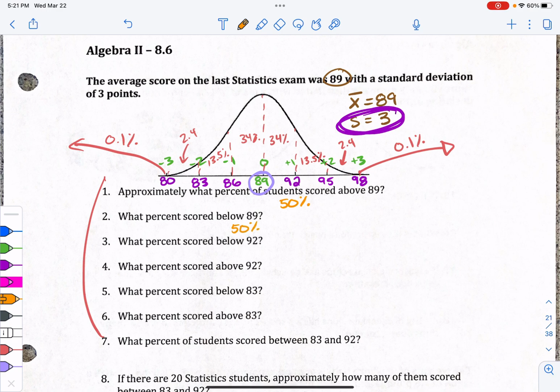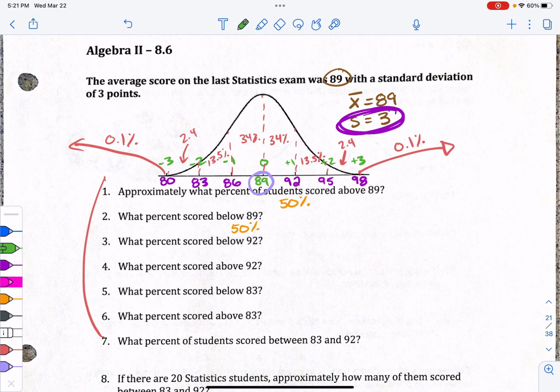Now you can figure that out if that doesn't make sense to you. You would just add these 4 numbers together, the 34s and 13.5s. Those are all the ranges above an 89 and below an 89. But that should just make sense at 50%, 50%. Okay. Then they ask you what percent scored below a 92, what percent scored above a 92. Okay. So I'll do this one with you, and then we'll move on down to one of the below ones.